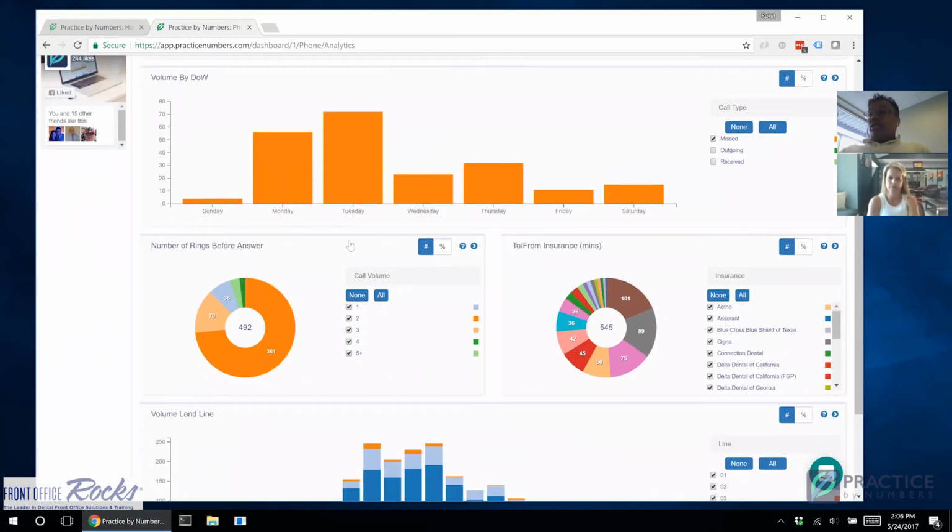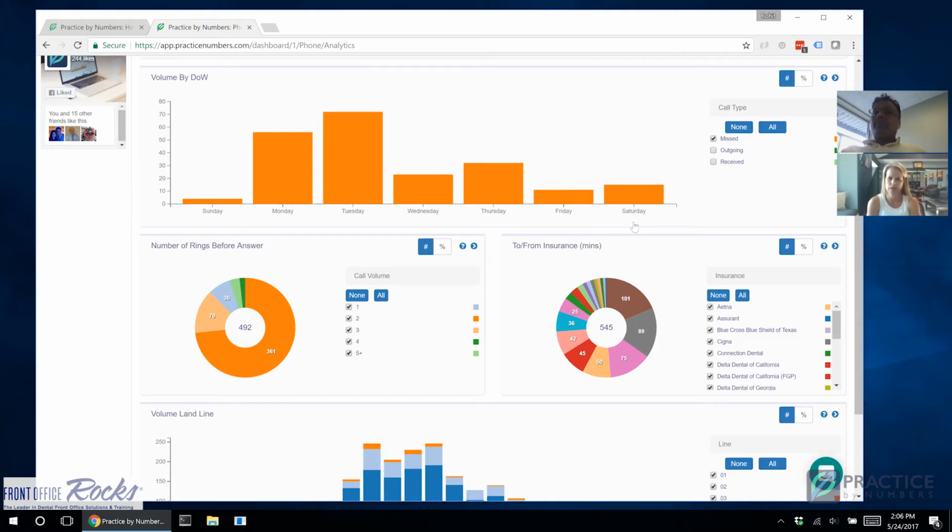And the last part that I do want to show is to and fro from the insurance companies, so understanding how much time is being spent calling insurance companies. We track that based on all the numbers in your practice management system, so we'll know if you're calling Primera or Blue Cross or Delta, and how long you are on the phone with those companies. It's sometimes good to understand how much time is being spent.